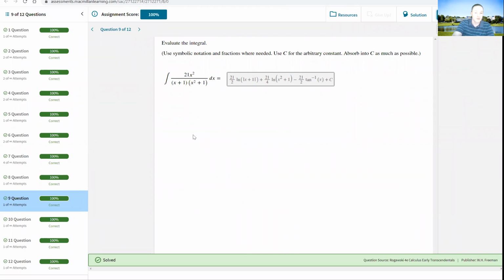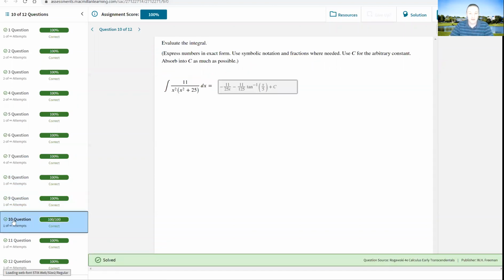And now when you see this problem on Achieve, number 10, you can see exactly what I entered in there and how it matches what we just discussed.